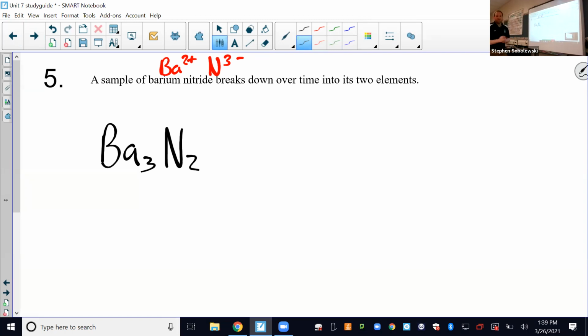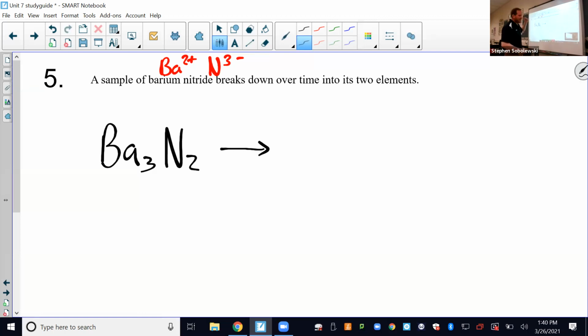This is going to be decomposition. We have 1 reactant yielding more than 1 product. Anytime you have just one thing by itself on the left, it's going to be decomposition. All right, its 2 elements are barium and nitrogen. Notice I'm not calling it nitride if it's just regular old nitrogen. Like when N is in its elemental form, we call it nitrogen. When it bonds to other things, we call it nitride.